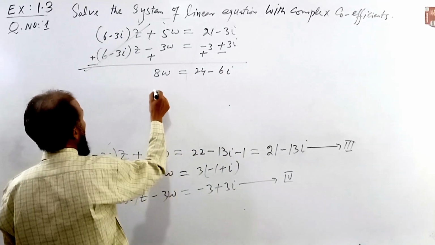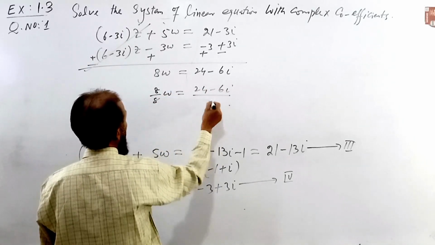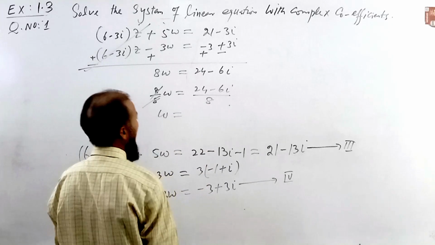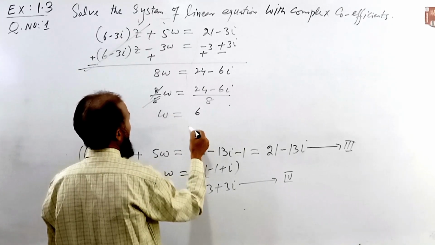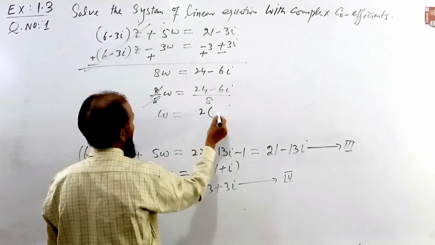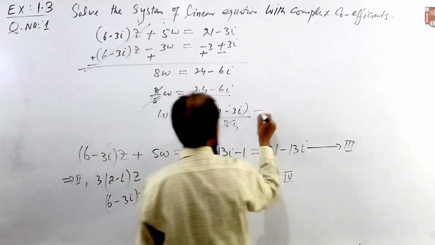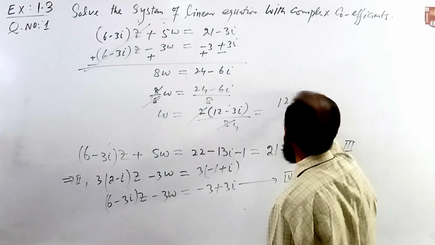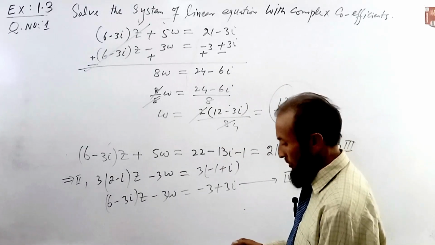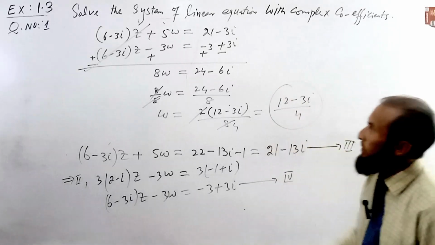If we divide both sides by 8, 24 minus 16 iota divided by 8, W is equal to, here we can take 2 common, 12 minus 8 iota divided by 4. One of the results we get: W is equal to (12 minus 3 iota) divided by 4. Now we put this result in equation number first.